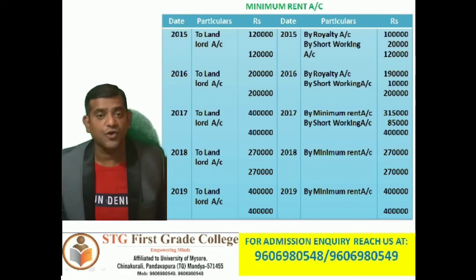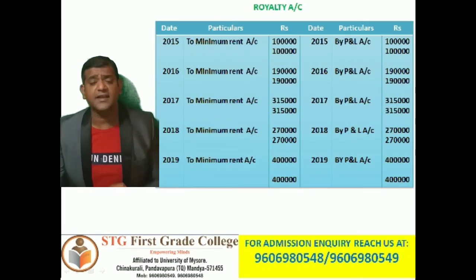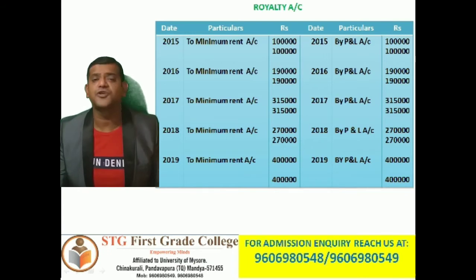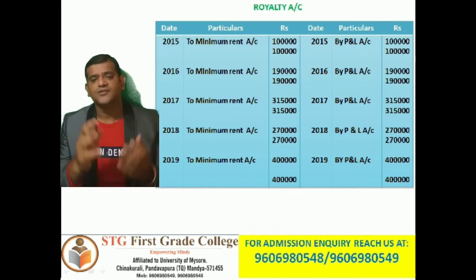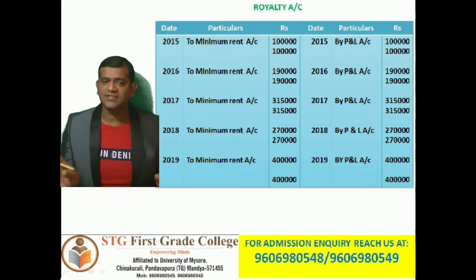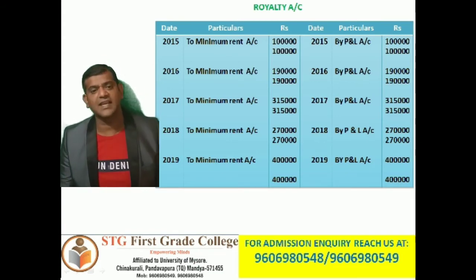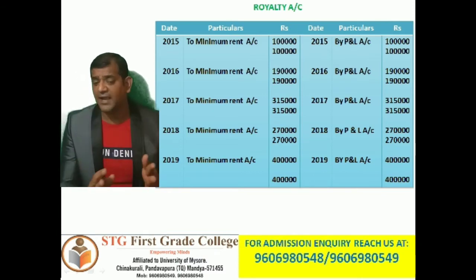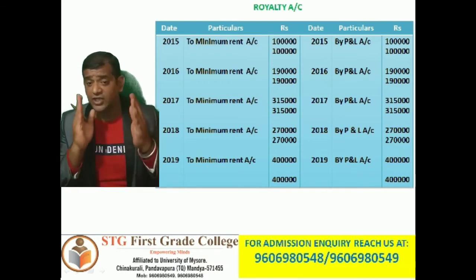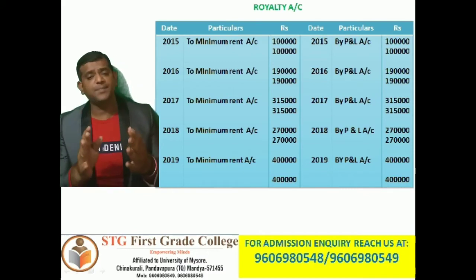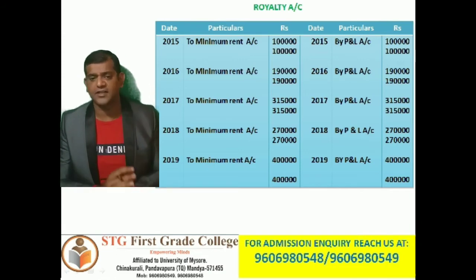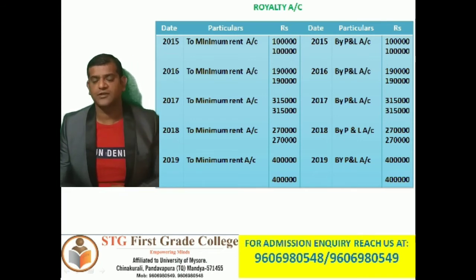So next we are moving further to royalty account. Now open royalty account with 6 columns, that is date, particulars, rupees, date, particulars, rupees. In the year 2015, to minimum rent account, how much we have paid? 1 lakh rupees. So 2015 by P&L account 1 lakh. Both the side total 1 lakh, 1 lakh. In the year 2016, to minimum rent account, how much we have produced? That is 1,90,000. There was an actual royalty, so enter that amount 1,90,000. 2016 by P&L account 1,90,000. 2017 to minimum rent account 3,15,000. By P&L account 3,15,000. In the year 2018, to minimum rent account 2,70,000. By P&L account 2,70,000. Total both the sides same.